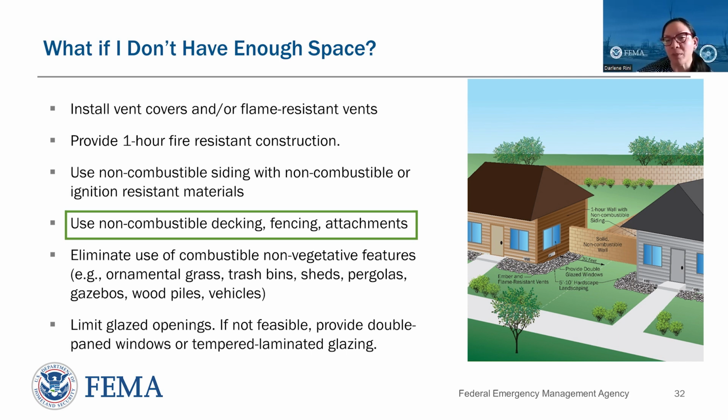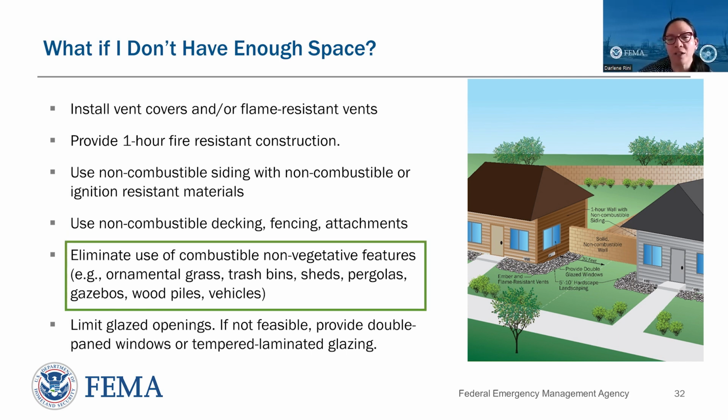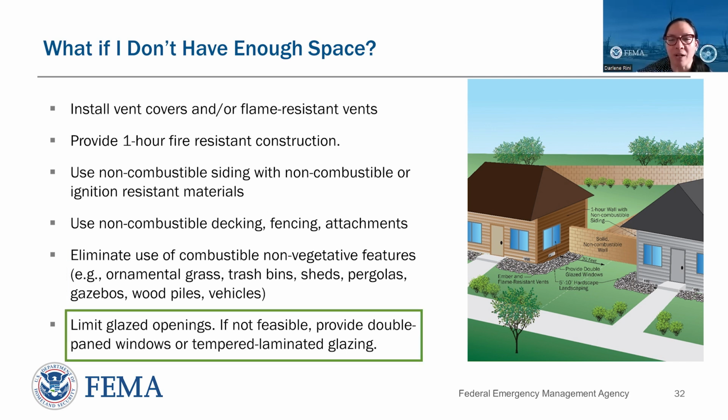eliminating the use of combustible non-vegetative features such as ornamental grass, sheds, pergolas, and other types of man-made fuels that might be on this shared close proximity yard space, as well as limiting glazed openings, and if not feasible, providing double pane windows, tempered laminate glazing, or other types of non-combustible shutters.